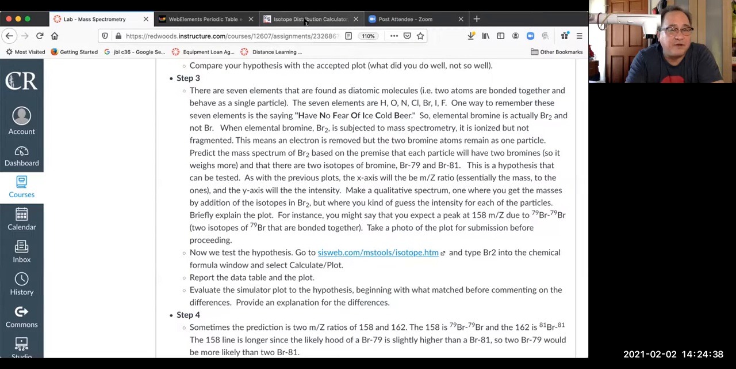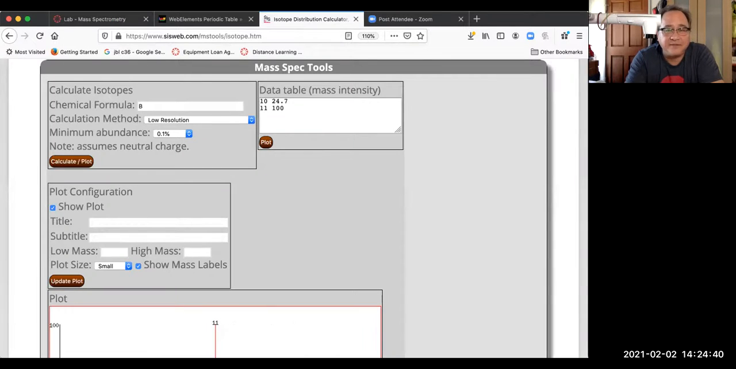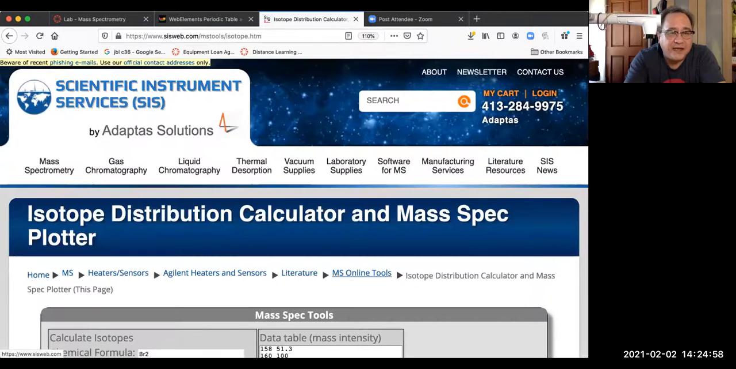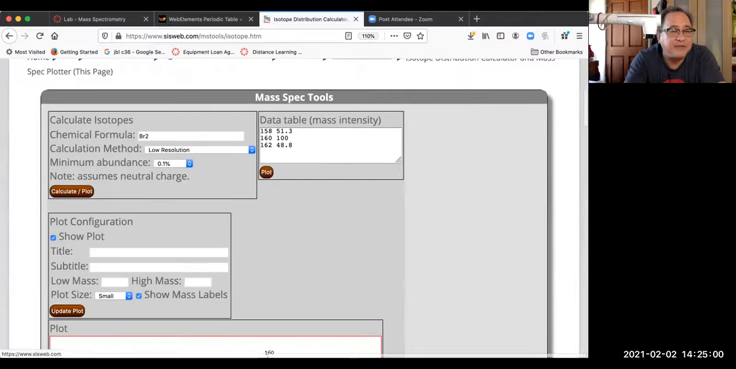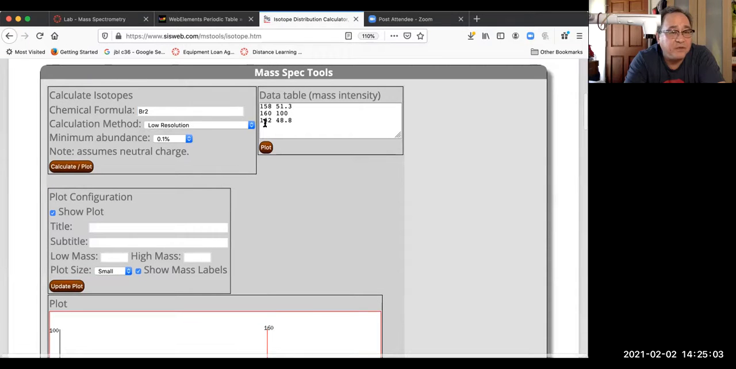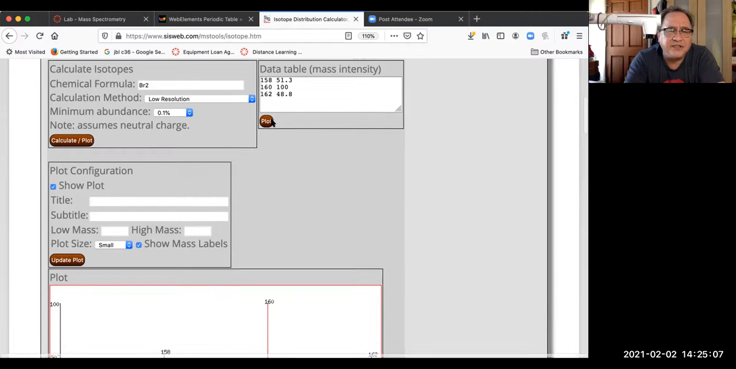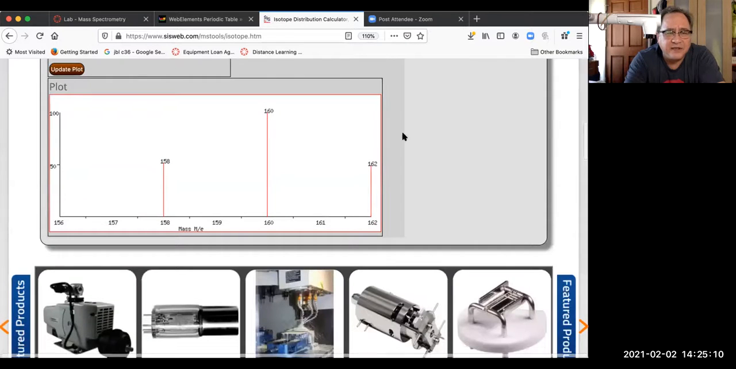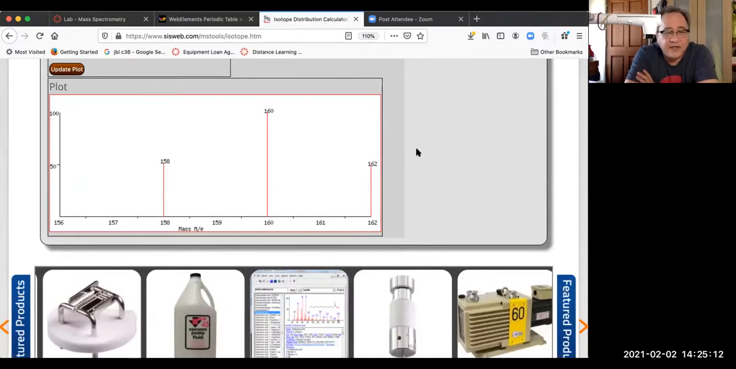So I'm going to go to the mass spectrum generator, the simulator. I'm going to type BR2, and you'll notice here that I can't write a subscript. So you just write the 2 as a normal character, and we hit enter. And look at what we get. The data table says 158, 160, and 162. And the 160 is actually the tallest. What gives?